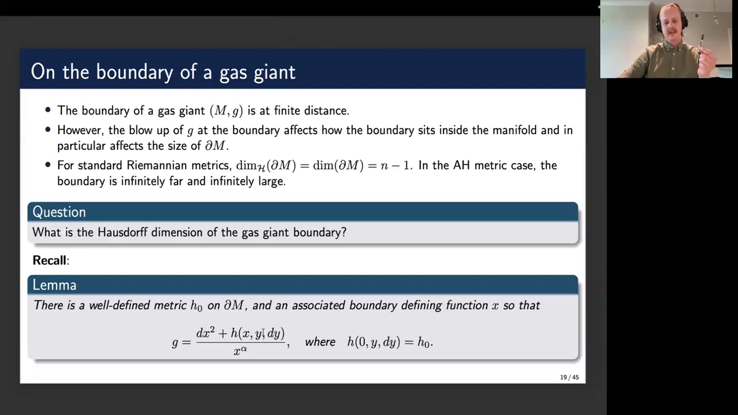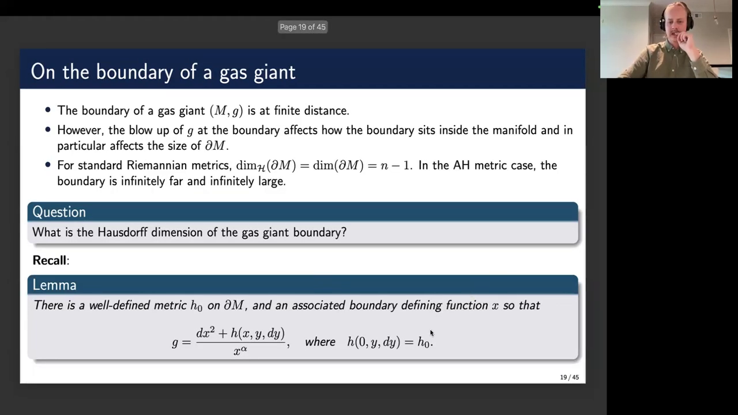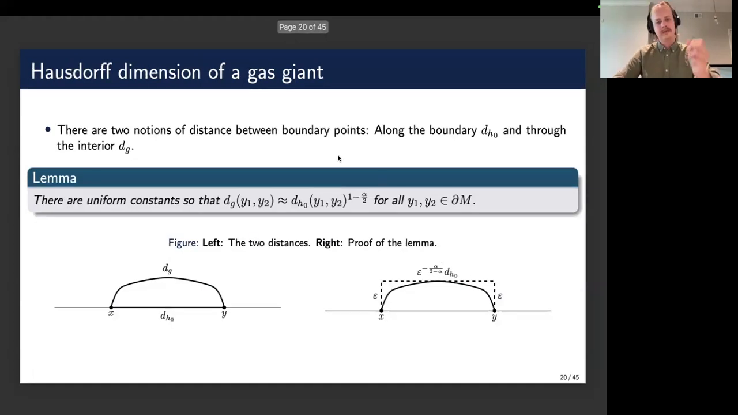The following computations are done in these coordinates. All right. So what we have here importantly is that there is this well-defined metric H0 on the boundary. Then we can use two different notions of distance between boundary points on a gas giant. We can use this H0 metric, or we can use the Riemannian distance function corresponding to G. So you can measure distances along the boundary with H0 or through the interior with G.